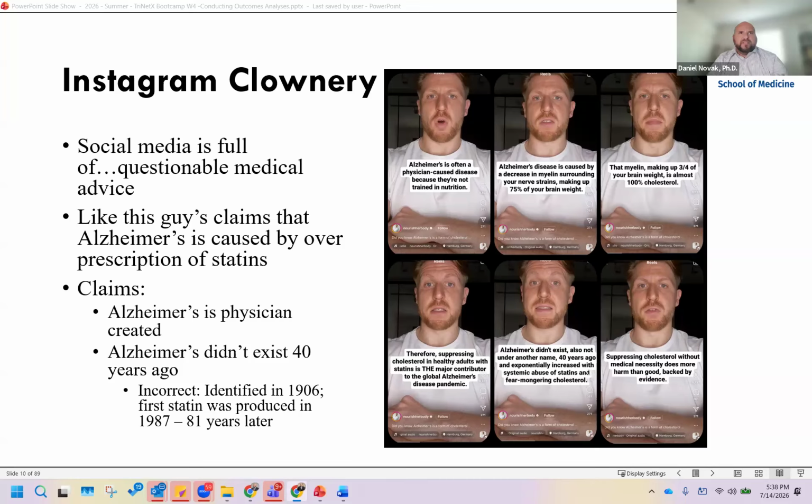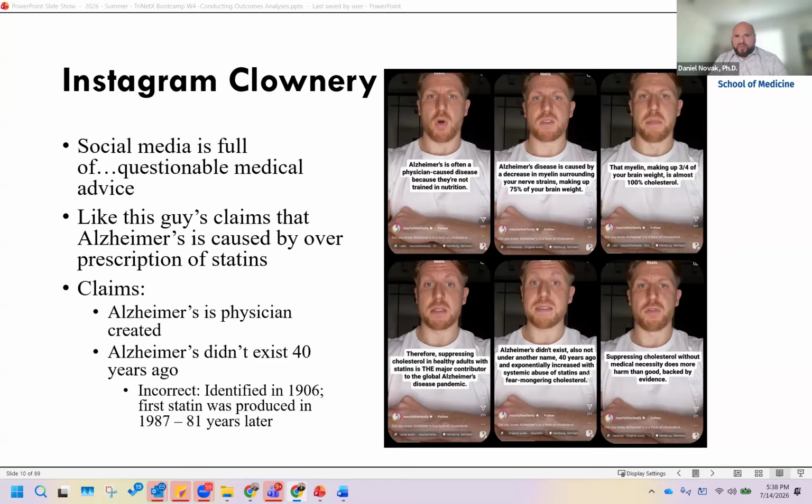It is based on this Instagram clownery, some guy who claims to be an authority in nutrition, got up on the internet and spouted off about how Alzheimer's is caused by statins, which makes no sense because none of the claims he makes are real or valid and all that kind of stuff.